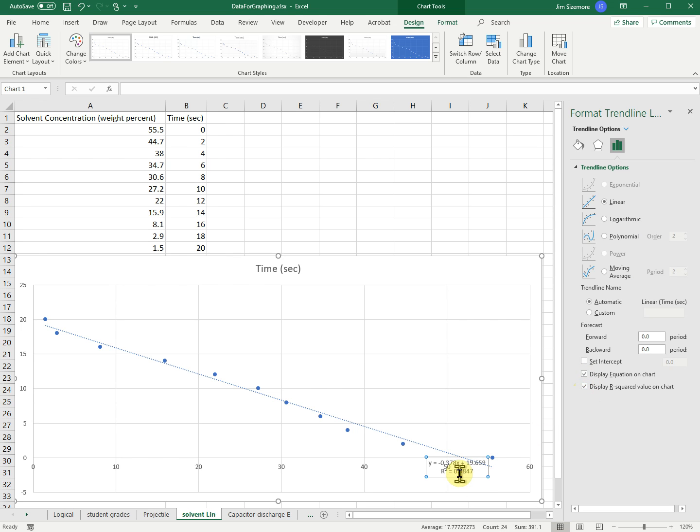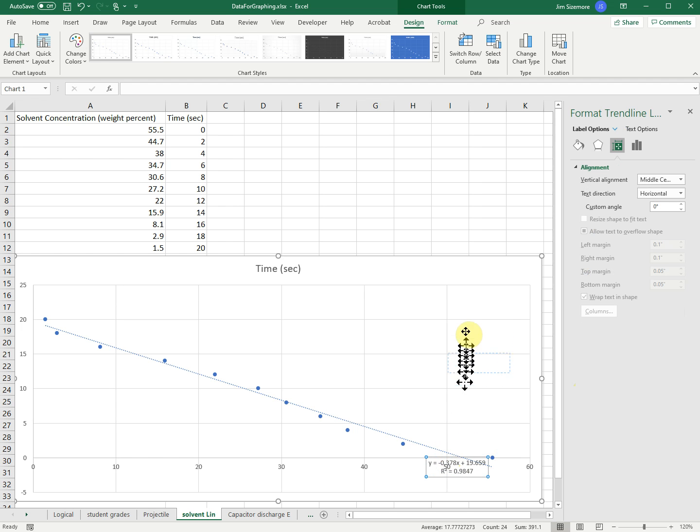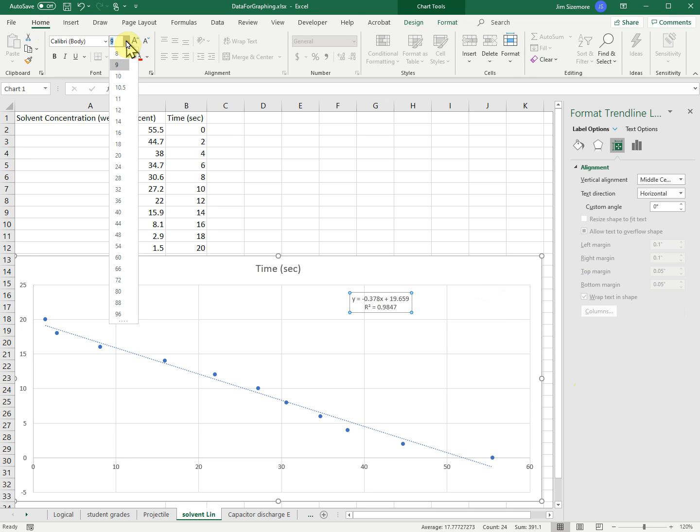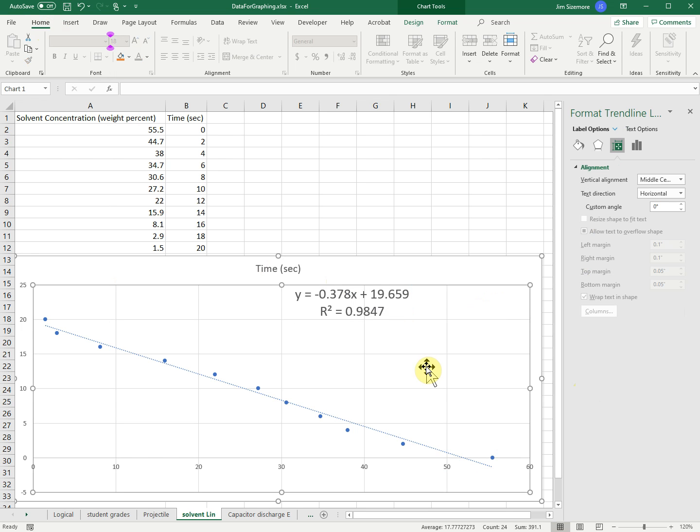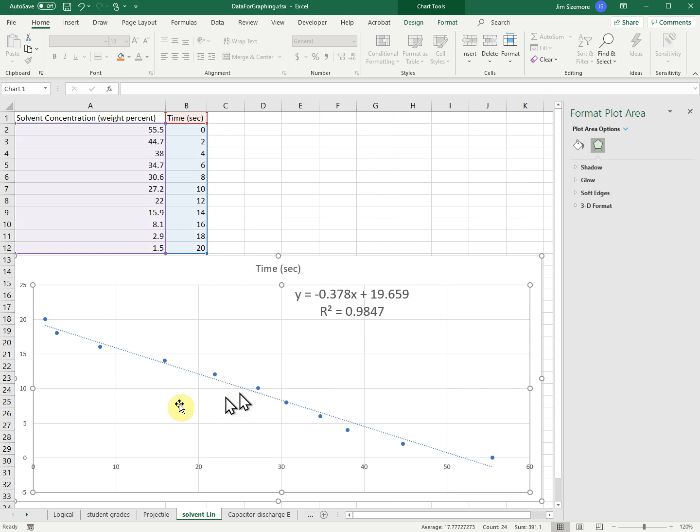So let's go back here, move this up, and let's see if we can make it a little bigger. They want to make it nice and small. I don't know why. Okay, so there's the equation of this line.